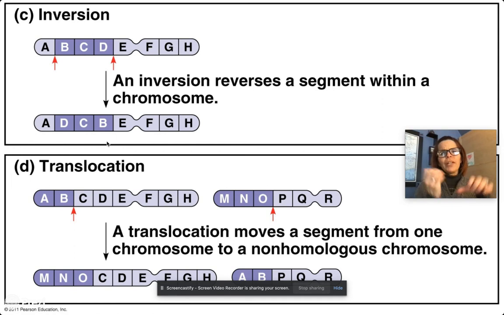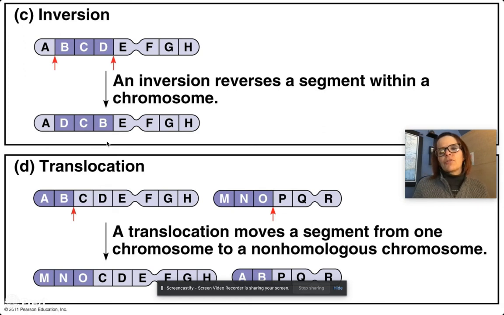Easy word, it makes sense. To invert something means to flip it over. So look at the 2 examples, the one above and the one below. Notice that B, C, D are now in the backwards order. What's interesting about this particular chromosomal damage, whatever, rearrangement, is that they're technically still intact. The genes are still intact.